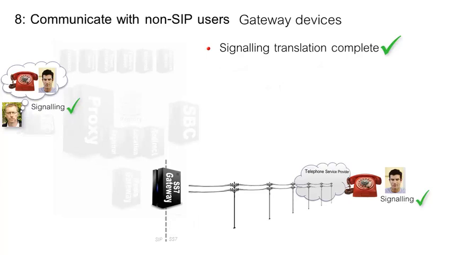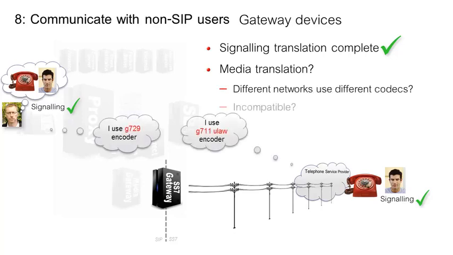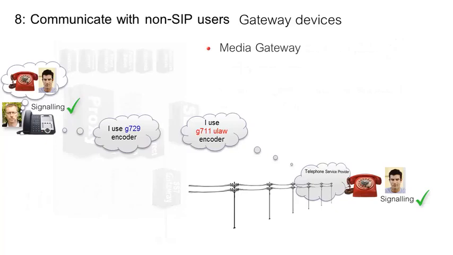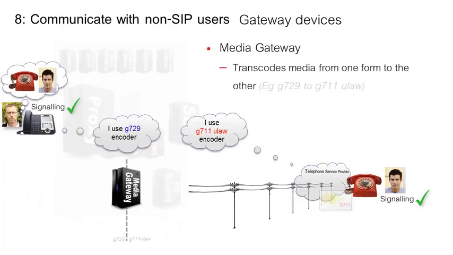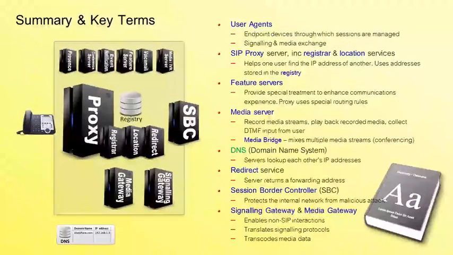But even with successful signaling translation, what about media? It's quite possible that different networks use different, perhaps incompatible codecs to encode their media. So how do we make them compatible? With a media gateway. The media gateway transcodes media. It literally takes media streams on one side and transcodes them to a different format on the other. So there we go, an introduction to SIP's main components.